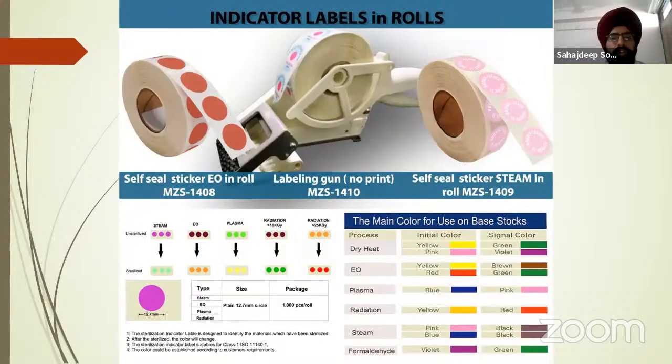This is an image which shows a chemical indicator. This is of a Miser company, and they are available as self-seal stickers or as a labeling gun. They have different color changes for every process. Like for dry heat, the initial color can be yellow and pink, changing to green and violet. For ETO, it can be yellow, red, changing to brown and green. Likewise, there are different ones for each chemical disinfectant and for plasma.